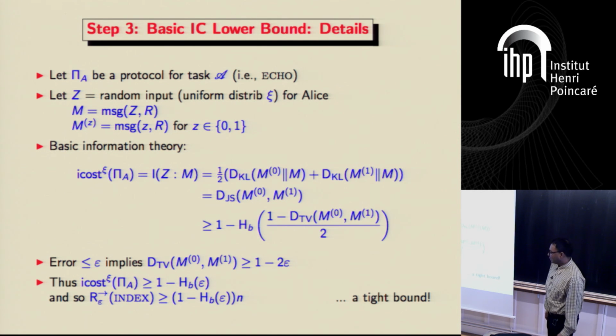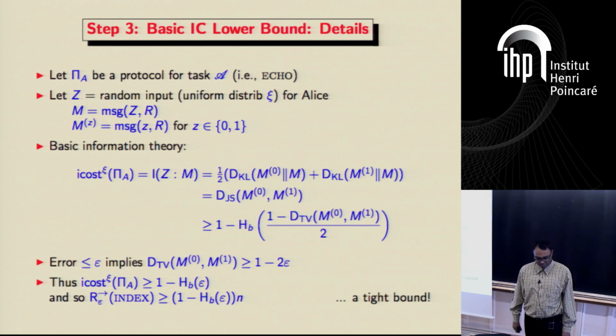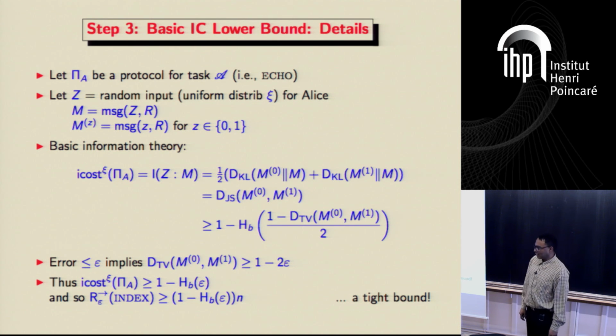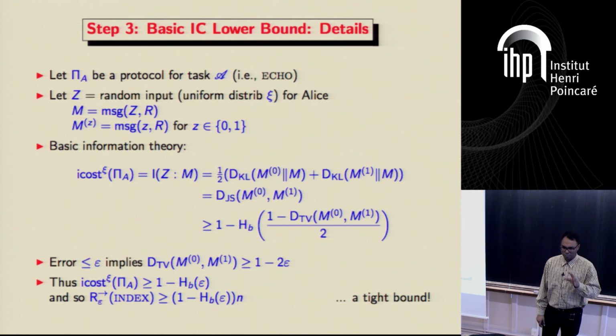So this tells us that the one-way complexity of index, with error epsilon, is n times this specific constant, 1 minus h of epsilon. That is actually tight. You can achieve that as an upper bound. And maybe it's an interesting puzzle to figure out how.